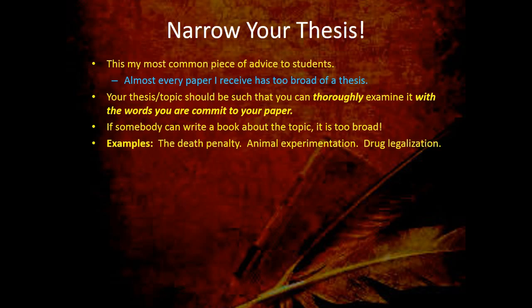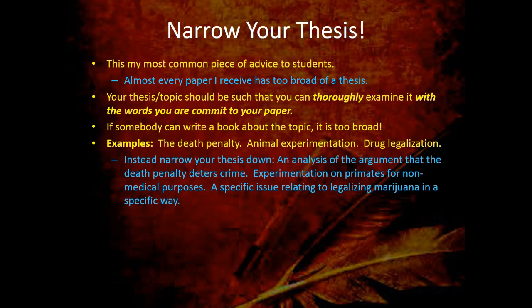These topics are not completely out of bounds, but they need to be narrowed in order to work for a short paper. Instead, you can analyze a single argument for the death penalty, such as the argument that the death penalty deters crime. Or you could look specifically at animal experimentation on primates for non-medical purposes. Or you could examine a very specific issue relating to legalizing marijuana in a very specific way, or try to counter one argument against legalization. Whatever you choose, your paper should be very narrowly focused.